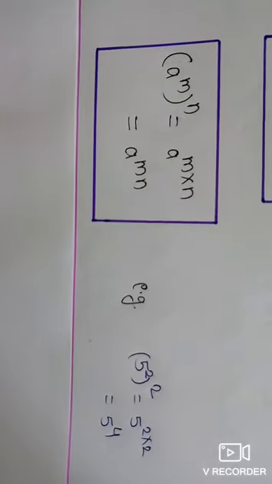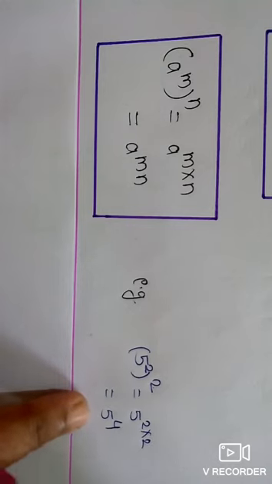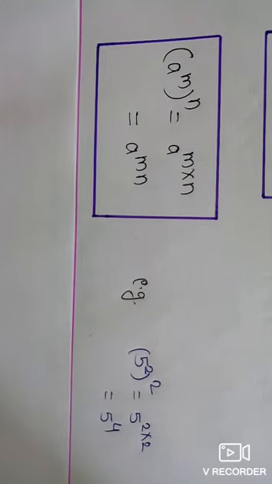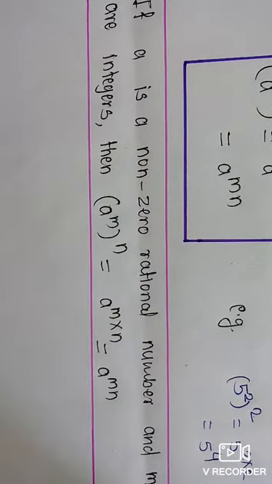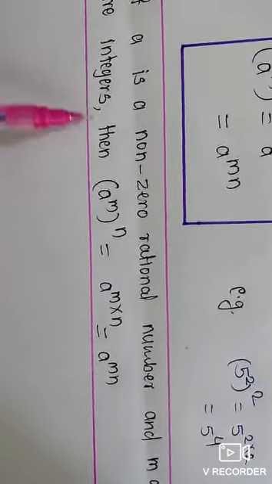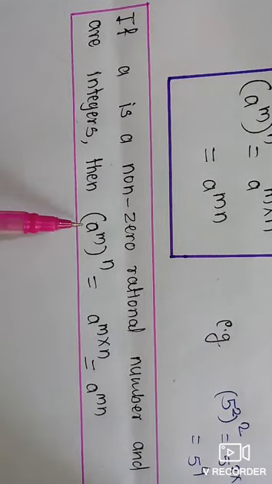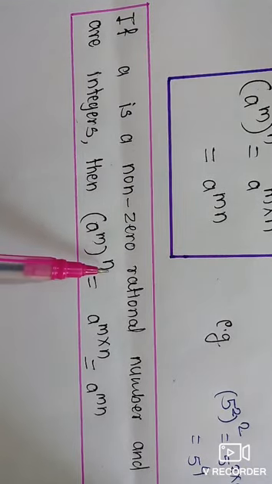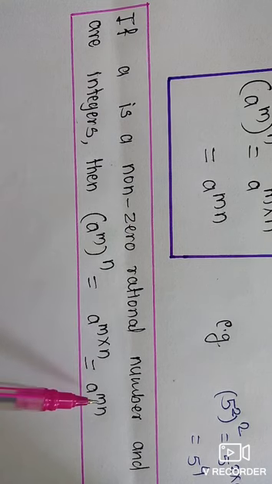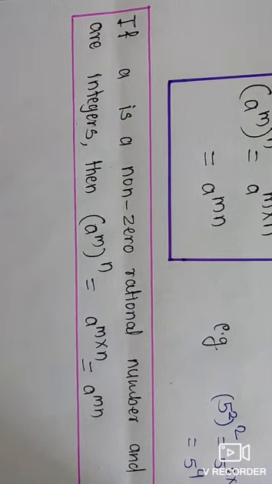And now we can find out the value also if we want to find. Means 5 into 5 into 5 into 5, how many times? 4 times. And then we can find out the value also. So here what rule we have seen? If A is a non-zero rational number and m and n are integers, then A raised to m, bracket raised to n is equal to A raised to m into n, means A raised to mn. This one you have to remember.